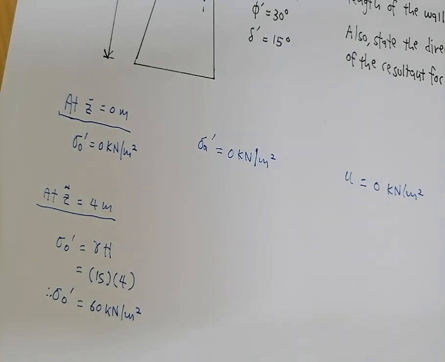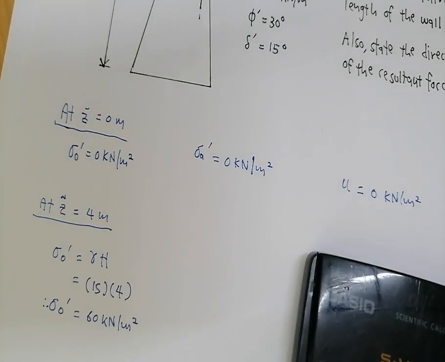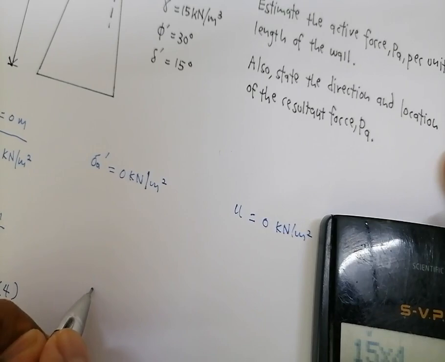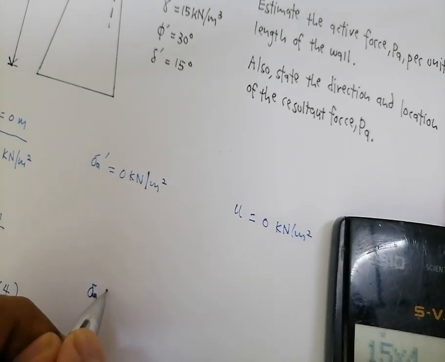Okay, let me check. Please bear with me. Just want to double check. 15 times 4, right, 60. All right, so what about the Coulomb's active earth pressure?